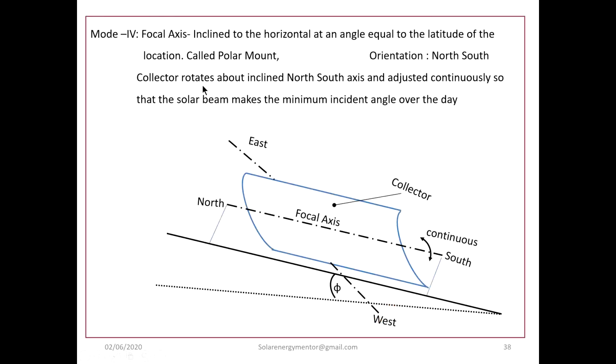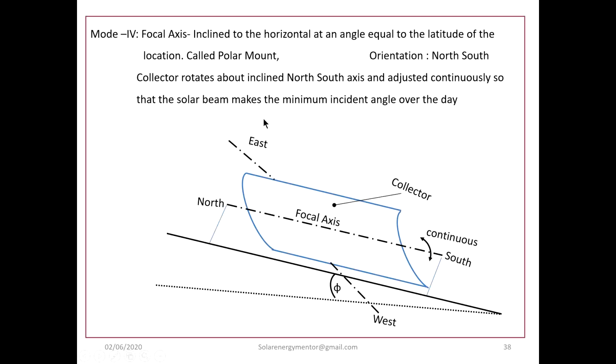Mode 4 of tracking is again north-south, the focal axis is north-south and it is inclined to the horizon. Now this is horizontal. This is inclined to horizontal at an angle of phi, the latitude. If we incline the focal axis at an angle of phi, then this mount is called a polar mount. The orientation is north-south and the collector rotates, again similar to mode 3, from east to west.